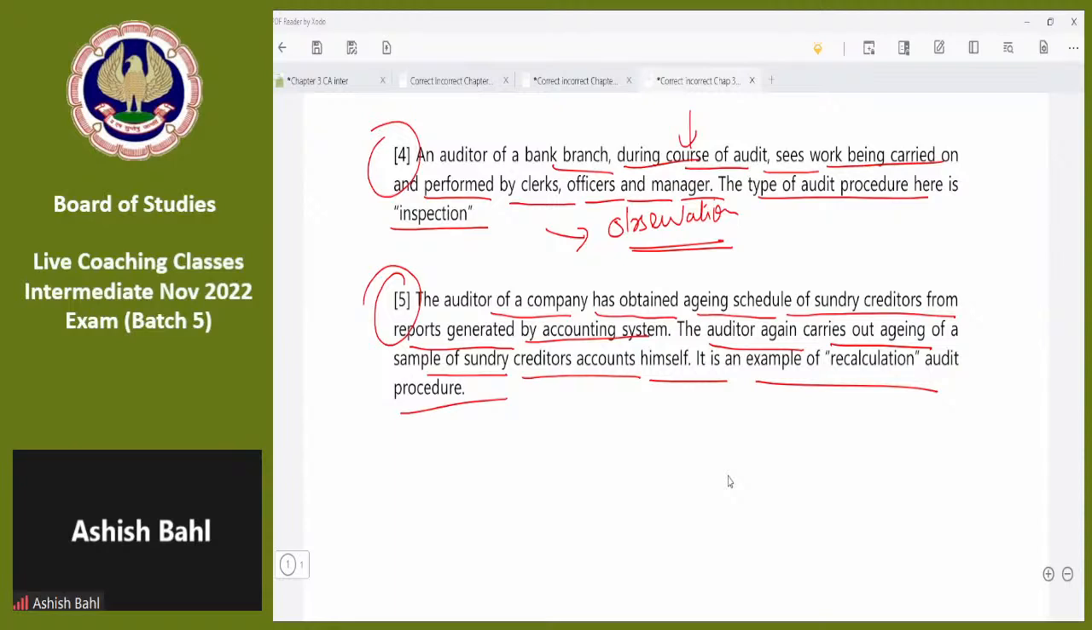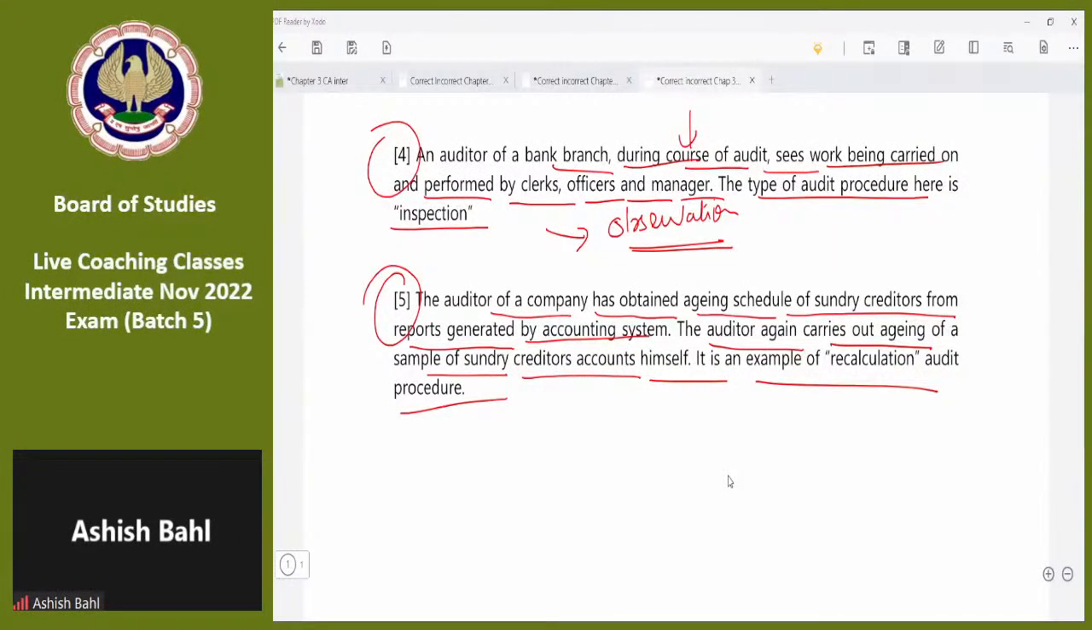So the auditor again carries out the aging, that creditors are 30 days old, 60 days old or 90 days old, or more than 90 days old. So he has already been given a report, but he again carries out the process for some sample of creditors. Then what? Recalculation or what?